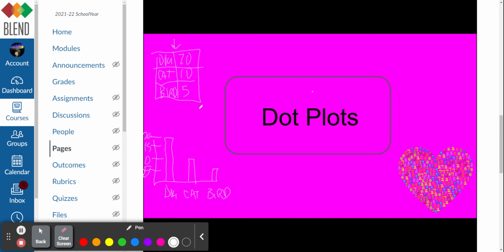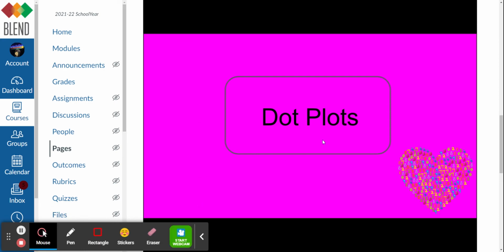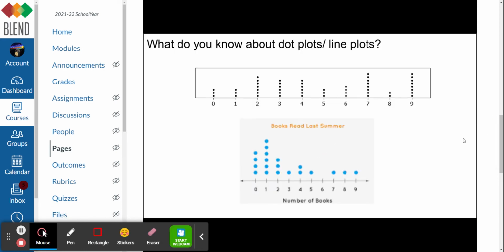Frequency tables over here, and then bar graphs over here, and then we're going to look at dot plots today. So a dot plot is kind of like a bar graph in the way that you have an x-axis that has kind of categories or numbers, and then the data is the dots. So, for instance, on this, all right, we look at the title, books read last summer. So this is data that shows someone's books they read last summer, or like a class.